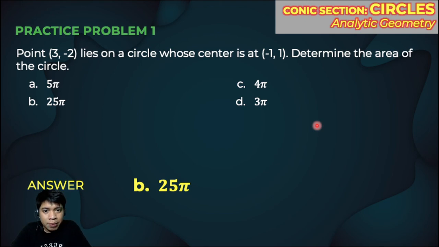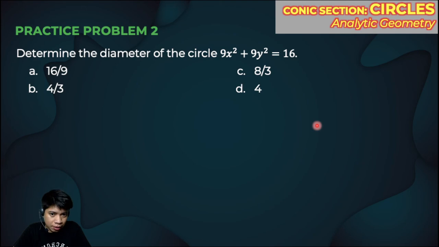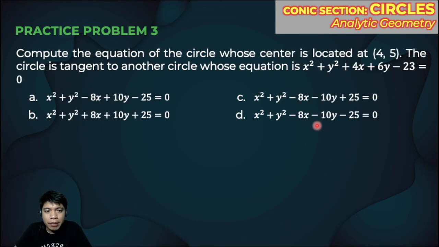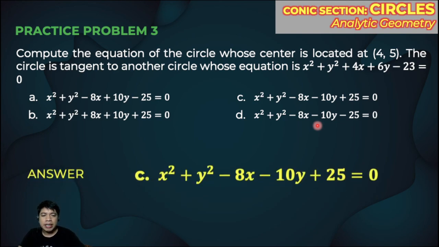For the second problem, the problem is, and the answer for this is letter C, 8/3. And for the third problem, ito yung medyo mahaba ng konti, no? And the answer for this is letter C. That is x squared plus y squared minus 8x minus 10y plus 25 equals to 0.